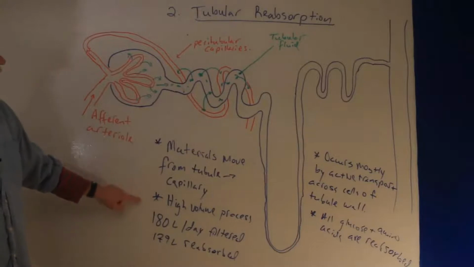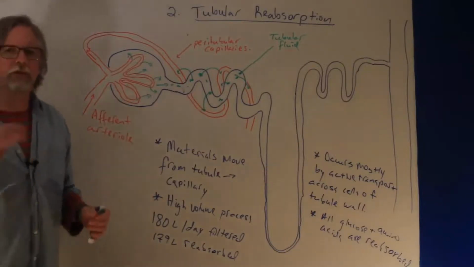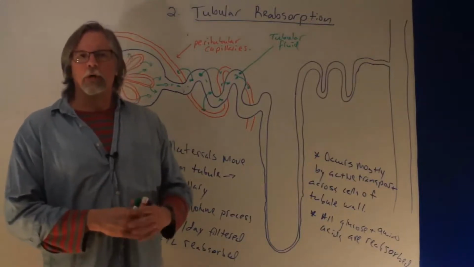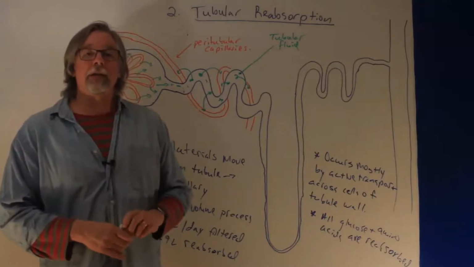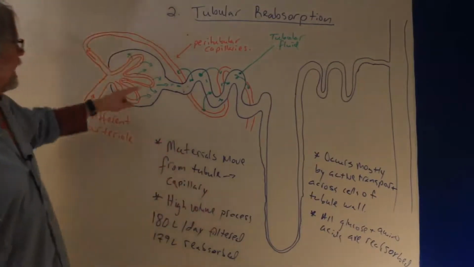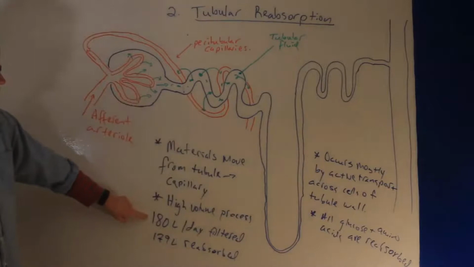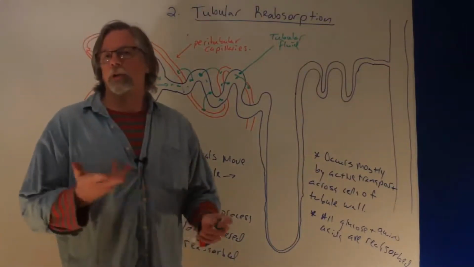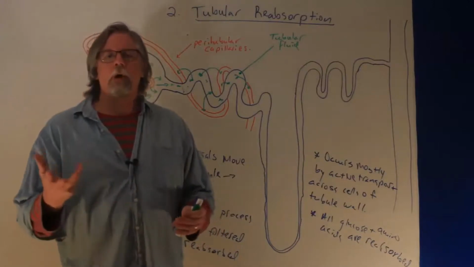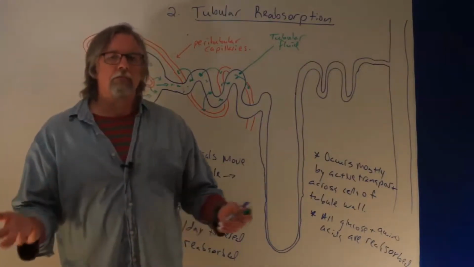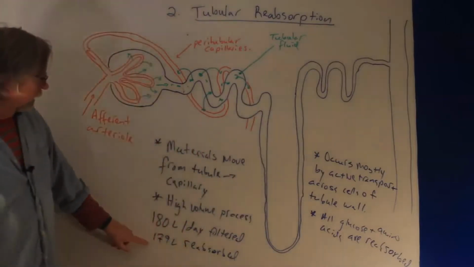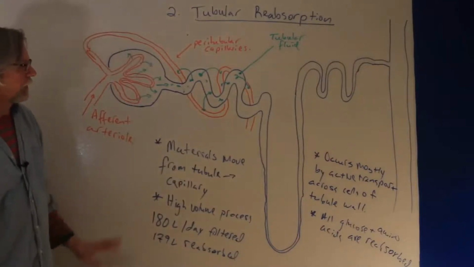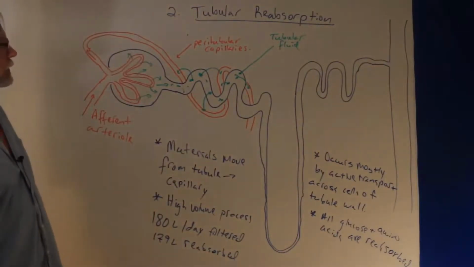So this process, like filtration, is an extremely high volume process. You filter in both kidneys about 180 liters per day. You form that much filtrate, 180 liters per day. You produce only about 1 liter or so of urine. So everything but that 1 liter must be reabsorbed. You reabsorb 179 of the 180 liters that filtered. So also an extremely high volume process.